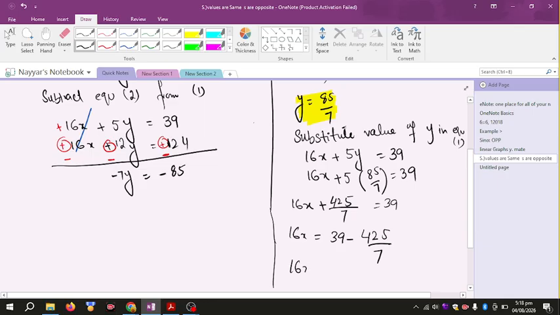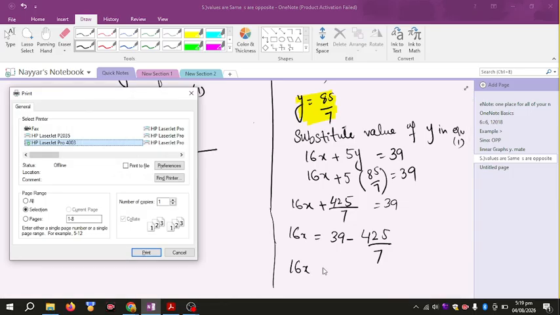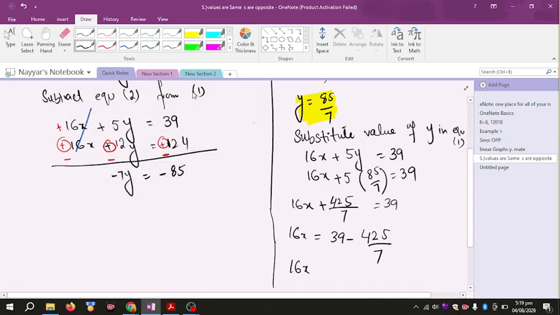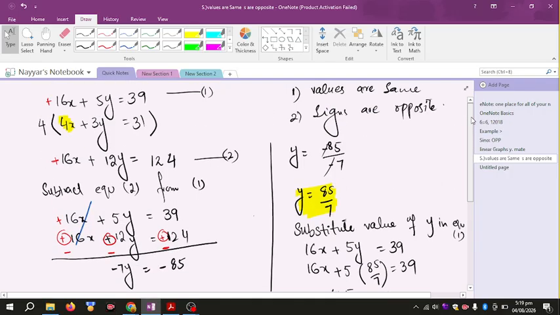I understand so far, but I still don't get how you do the plus 16x plus 5y and plus 16x plus 5y. This one? Yeah. This is equation 1. It was given in the question. This is the equation 1. I know, but yes. What else, Umar? Nothing. Okay, so let's continue.